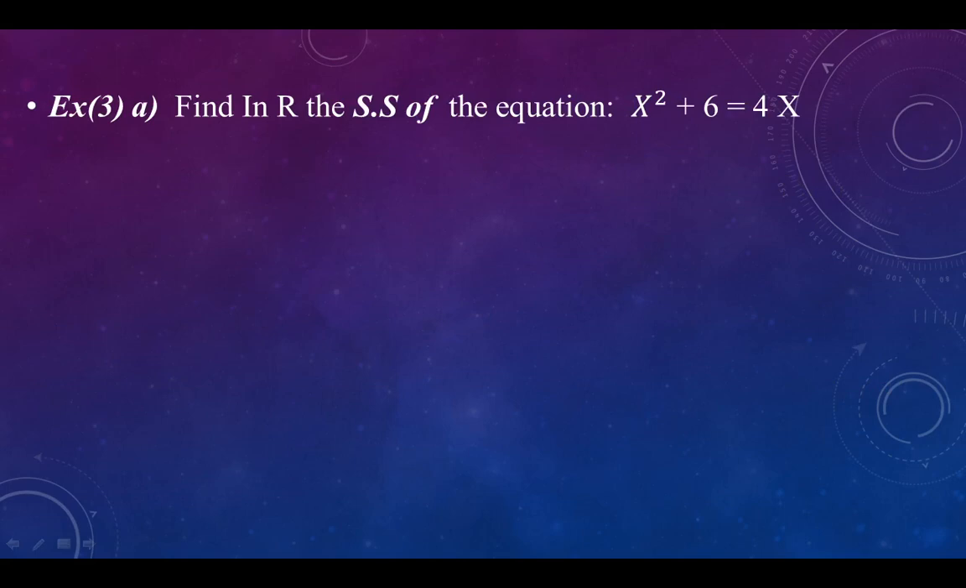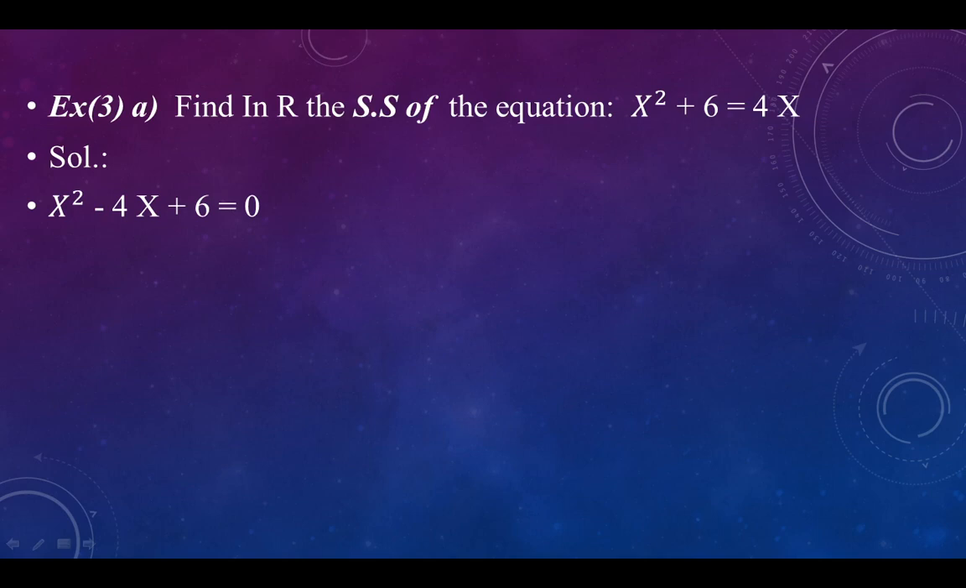Find in R the solution set of the equation x power 2 plus 6 equals 4x. Here we have to put it in the standard form first. Okay, solution. 4x will go to the other side and it will be negative 4x. So we have x power of 2 minus 4x plus 6 equals 0. Here we put the equation in the standard form.